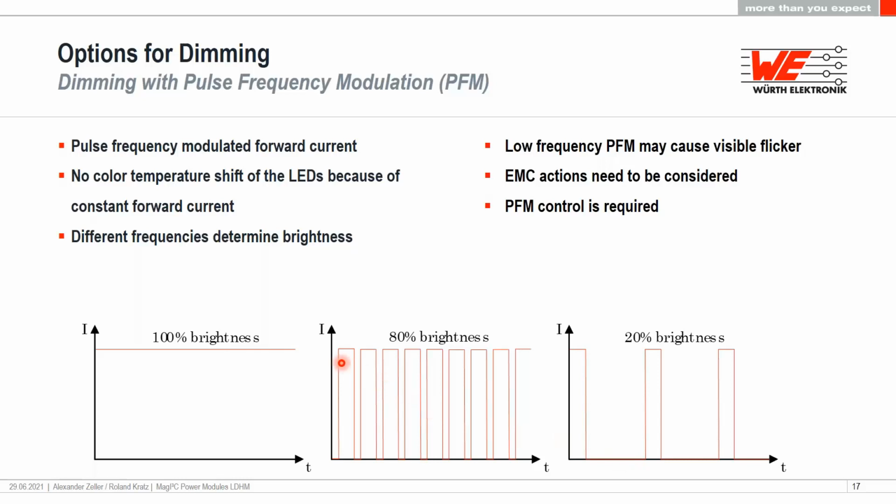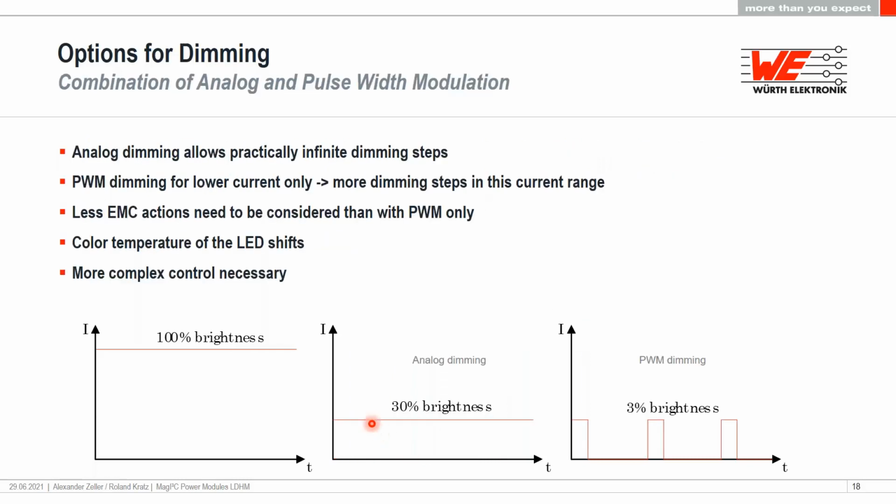The advantage is, especially at higher brightness, that you are at much higher frequencies. For example, when you need to dim light for television cameras. Also, you can use a combination of analog dimming and pulse width modulation dimming.